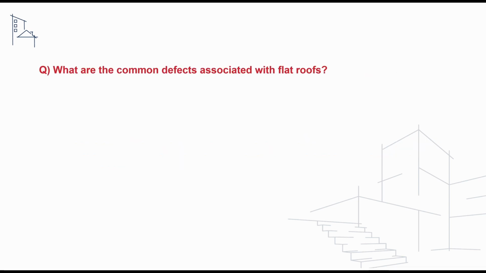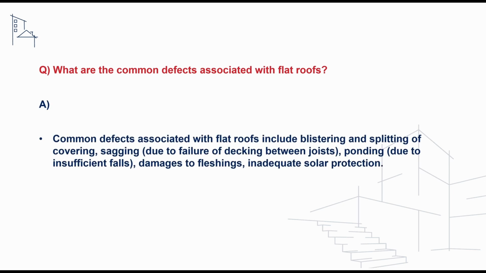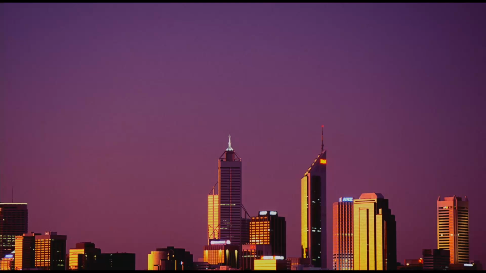And the last question we'll take a look at under building pathology is, what are the common defects associated with flat roofs? And to address this, we can say that common defects include blistering or splitting of coverings, sagging due to failure of decking between joists, ponding due to insufficient falls, damage to flashings, and inadequate solar protection.